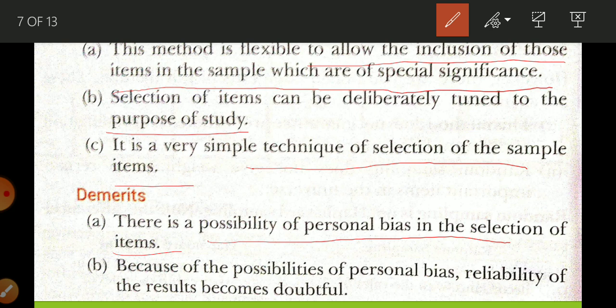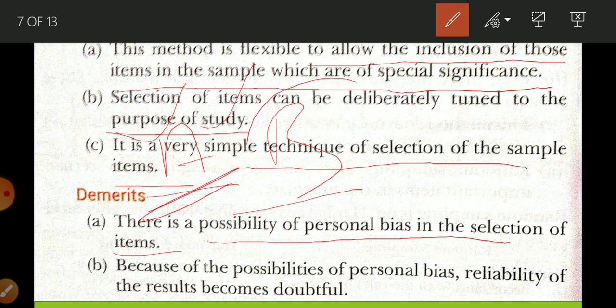Maybe there are 2 students, A and B, both good in cricket, but suppose the class teacher does not like student A very much. So he gives the opportunity to B because B is the favorite student of that class teacher. This is what personal bias is. So there is always a possibility of personal bias.